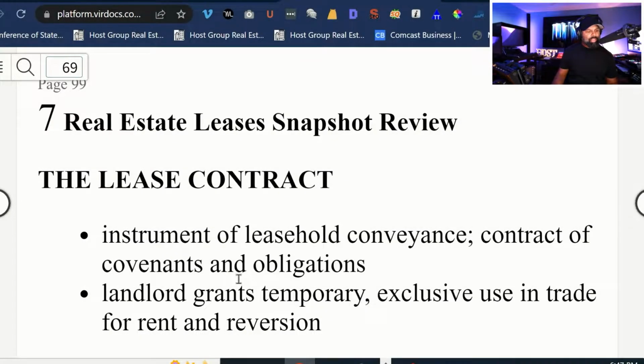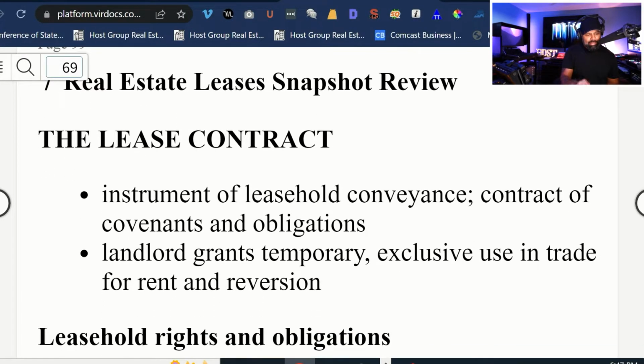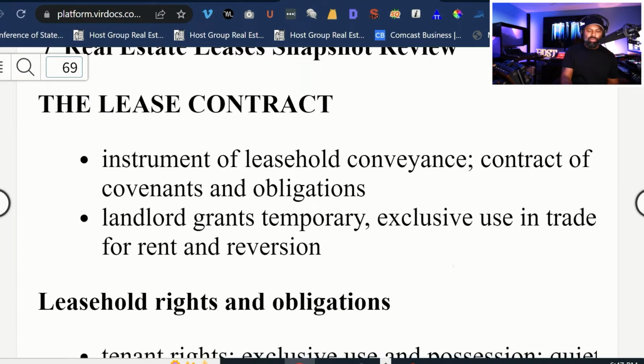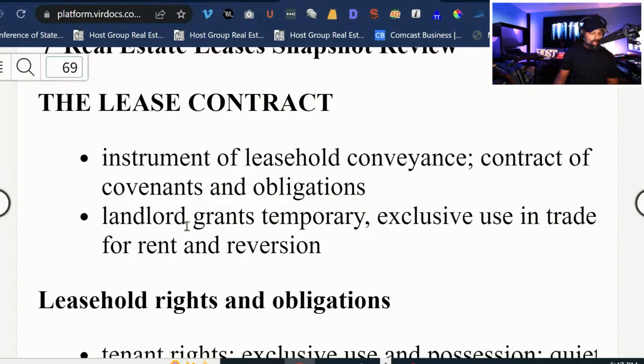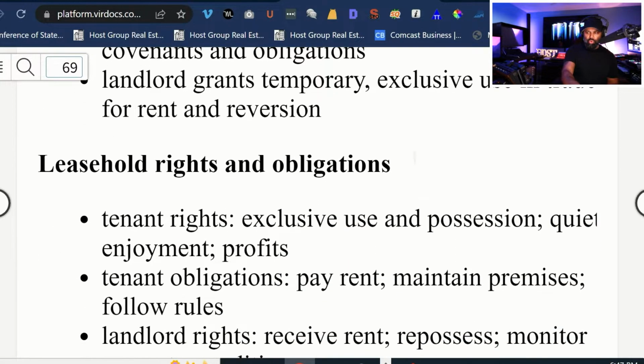All right, let's do Unit 7's Real Estate Leases Snapshot Review. Here we go. Number 1, we were talking about leases, and we looked at the lease contract, the instrument of leasehold conveyance, and the contract of covenants and obligations. So it makes up 2 parts. The landlord grants temporary exclusive use in trade for rent and reversion. That's a very important phrase. Those 2 bullet points are very important to memorize.